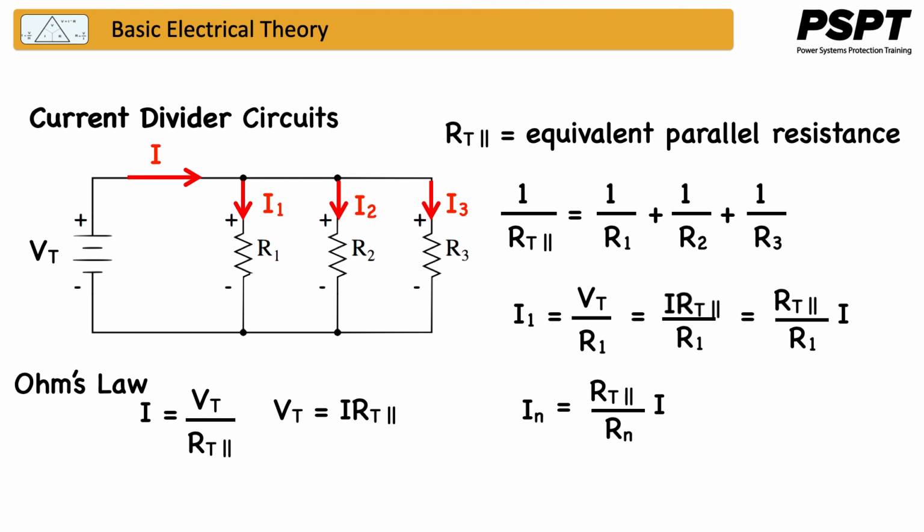the equivalent resistance of the parallel combination by one of the resistors, which we will call Rn. The current flowing in Rn is given by multiplying the ratio of the equivalent resistance divided by Rn times the total current. This is known as the current divider.